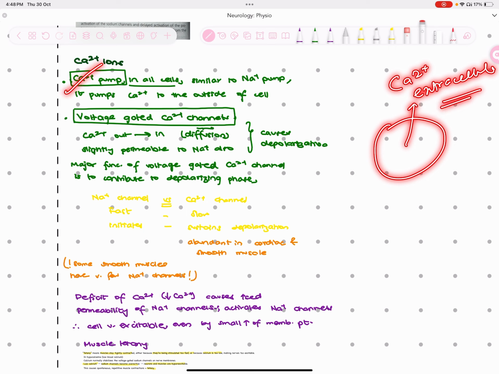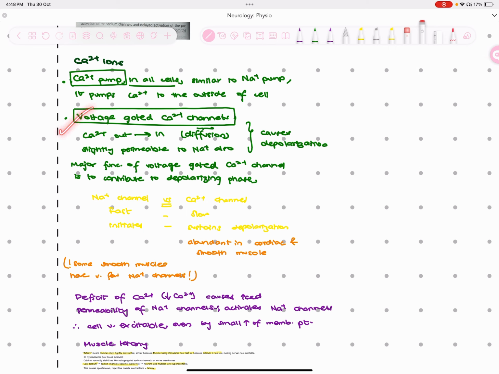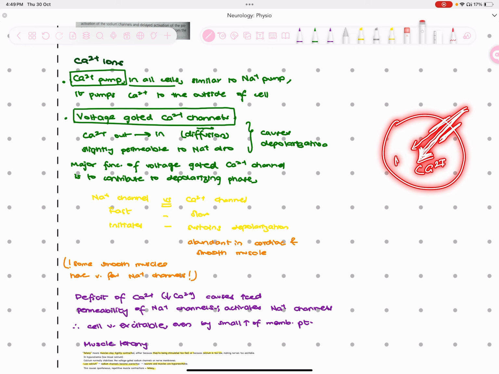Now, this is the calcium pump, but right now our main focus should be voltage gated calcium channels. What do they do? They respond to the electrical potential, and they aid diffusion of calcium from outside to inside. When calcium diffuses in, it makes the sodium channels permeable. It also brings sodium along with it, dragging it in. Because of this, depolarization occurs.